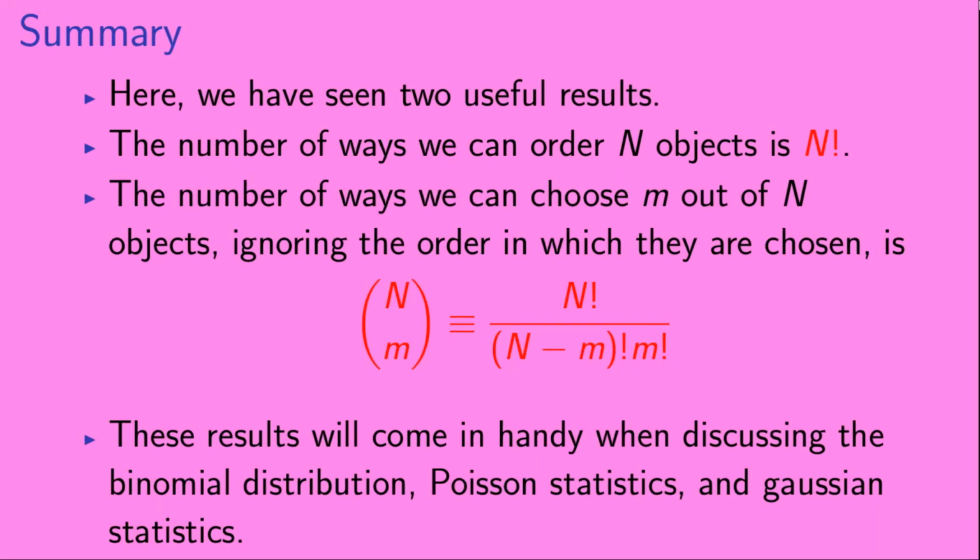Okay, so here we have seen two useful results. First, the number of ways that we can order n objects is n factorial. And second, the number of ways that we can choose m out of n objects, ignoring the order in which they are chosen, is n choose m, which is equal to n factorial over n minus m factorial divided by m factorial. So these results will come in handy when discussing the binomial, Poisson, and Gaussian distributions.